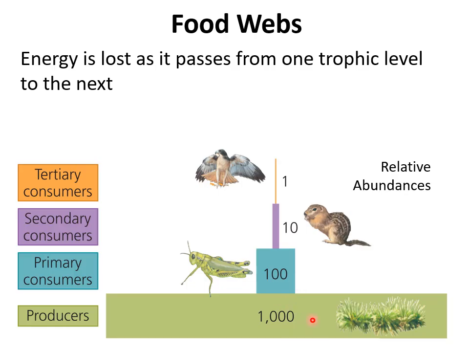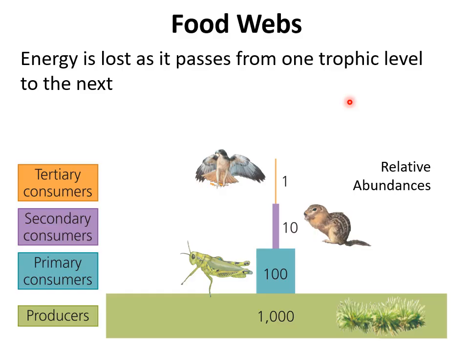So if this producer has 1,000 units of energy, the grasshopper that eats it is only going to be able to have 10% of that as utilizable energy. The other 90% is lost as heat. So 90% lost as heat, 10% moves up as food energy. Again, remember, it's not destroyed, but it's not usable by the next trophic level.